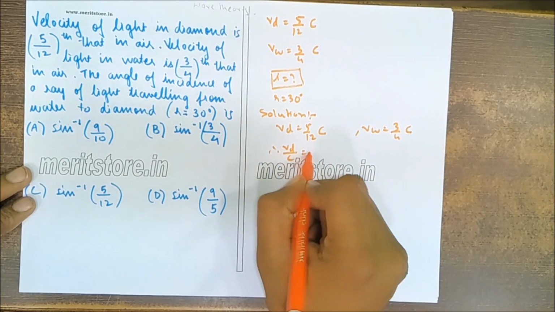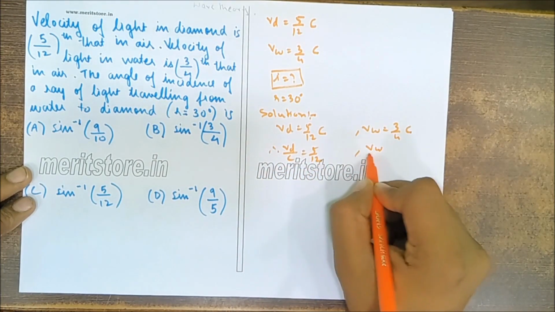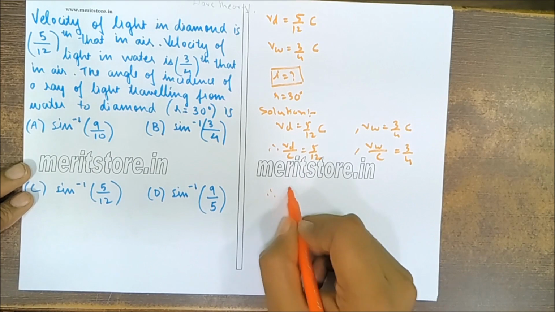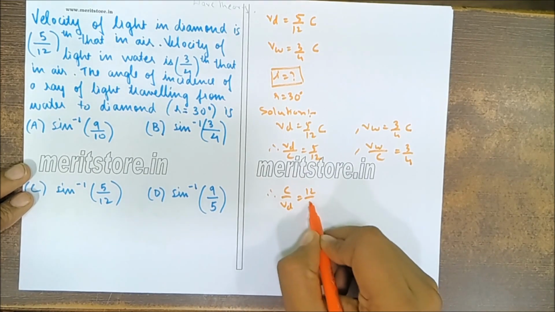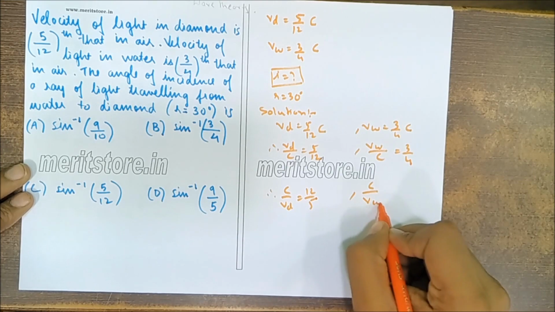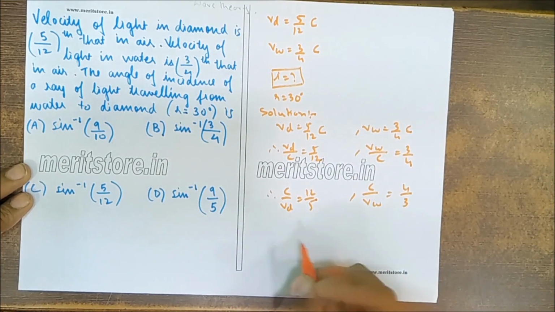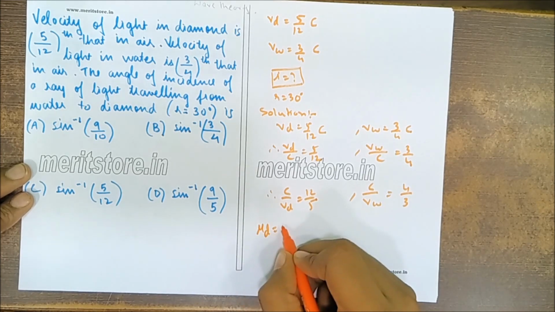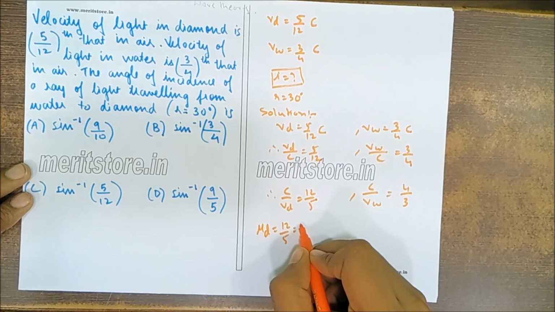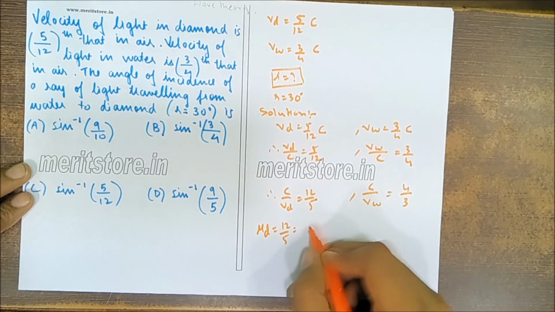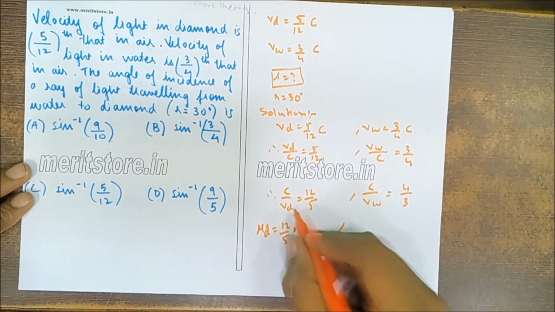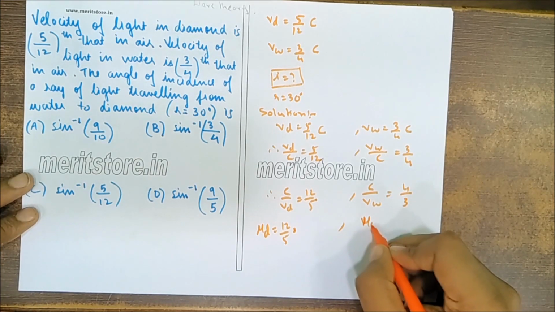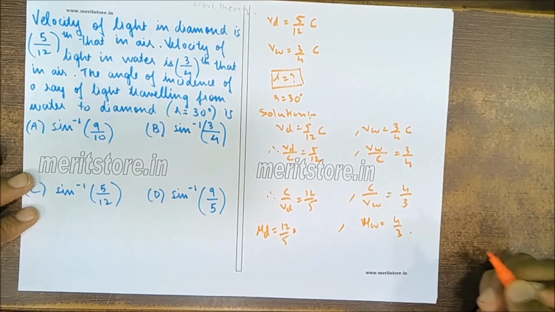Therefore, VD by C is equal to 5/12 and VW by C is equal to 3/4. So VD by C is 5/12, therefore C by VD will be 12/5. Here C upon VW will be 4/3. This will be nothing but mu D, which is 12/5, which will be 2 point something, but we'll keep it in fraction because that will make it easier to simplify our calculation. This will become mu W, which is 4/3.